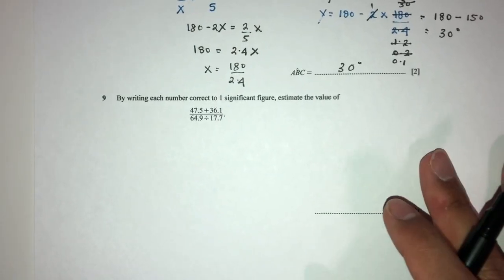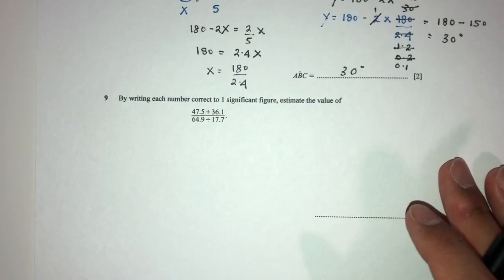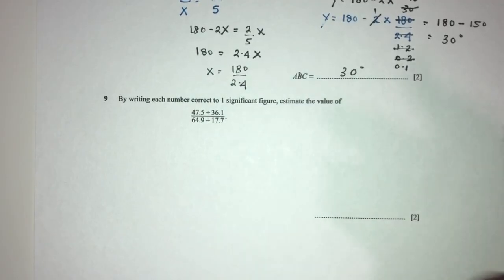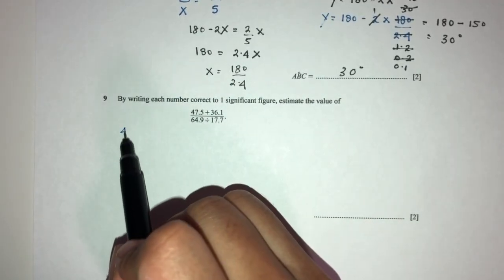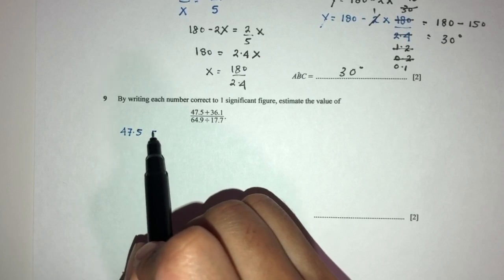Now let's move on to question number 9. By writing each number correct to 1SF, we have to estimate this value. So one by one, how can we do this? Look at this one. Here we have 47.5 to 1SF.